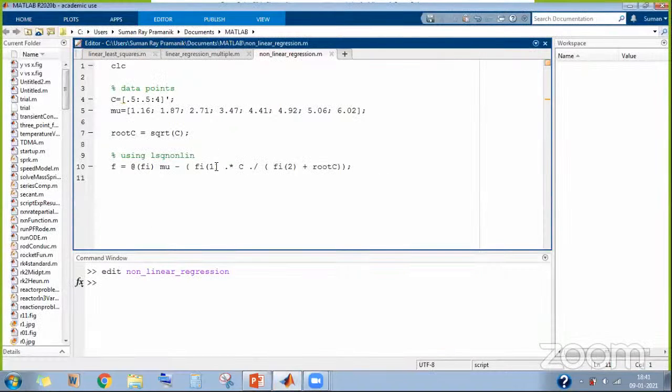But then if you are taking km as the second element, then you have to write phi of 2 and change this as phi of 1, something like that. But I'm taking this as phi of 1. So let's move ahead.